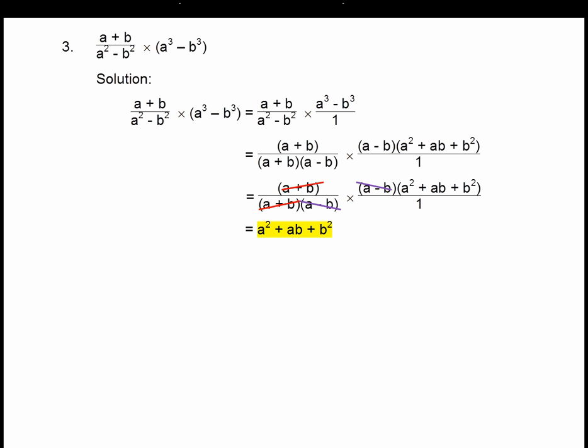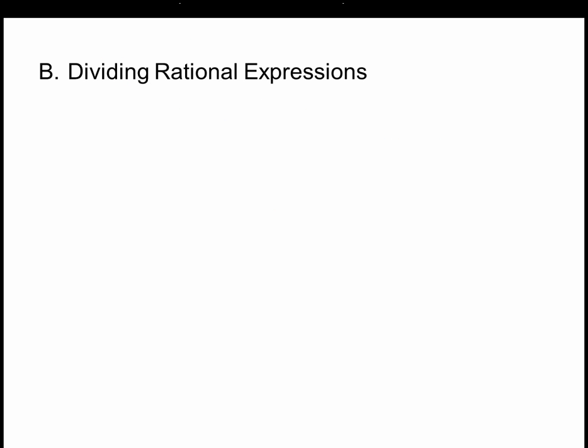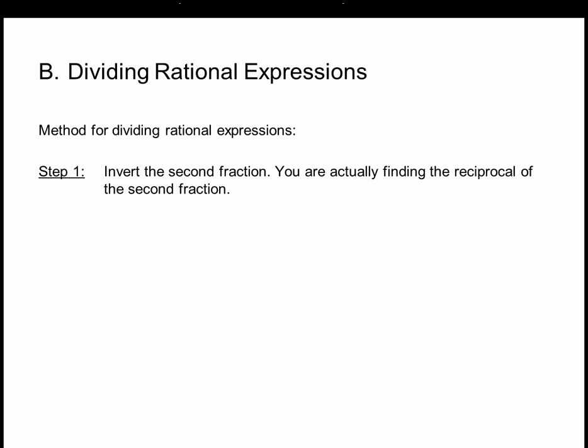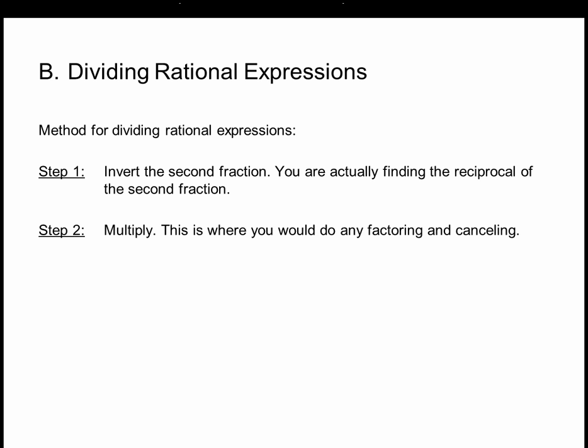Okay, let's move on to dividing rational expressions. If you remember from your days of grammar school, to divide fractions, you invert the second fraction, so you're actually finding the reciprocal of it, then multiply. This is where you actually do any factoring and canceling. So after you've inverted and started to multiply, you factor and cancel. And then step 3, of course, reduce. Always reduce your fractions in your final answers. Always, always, always.